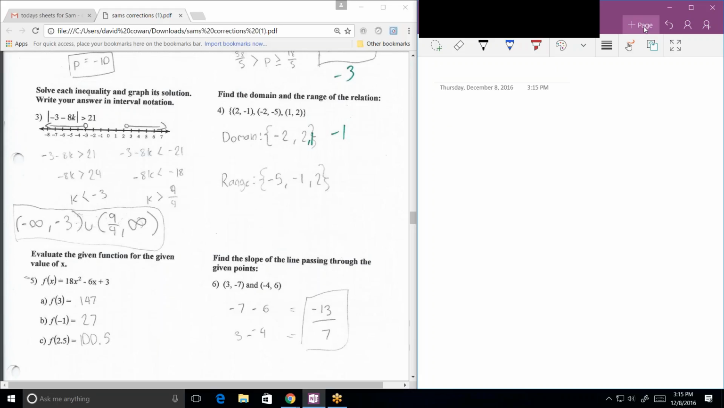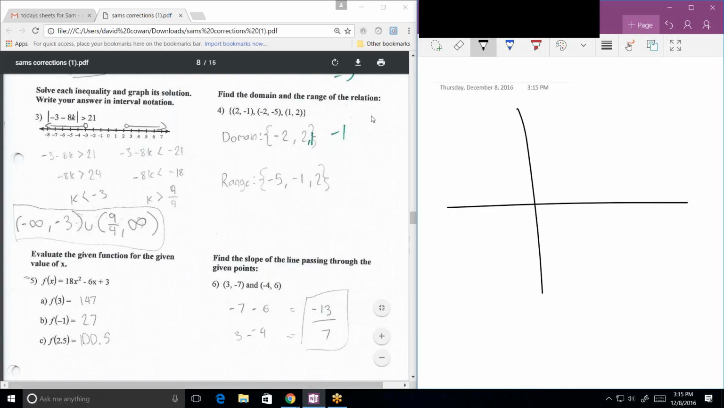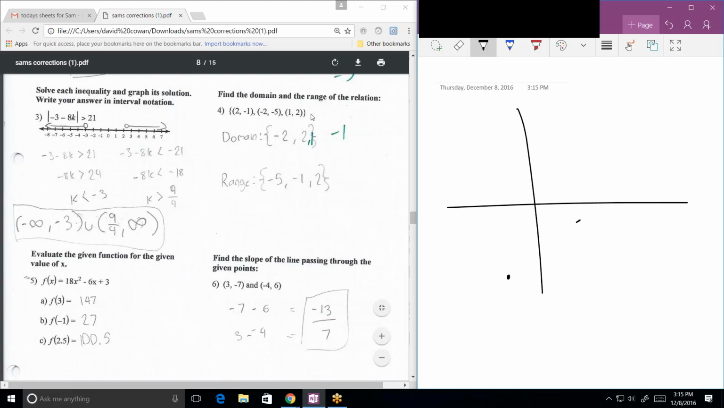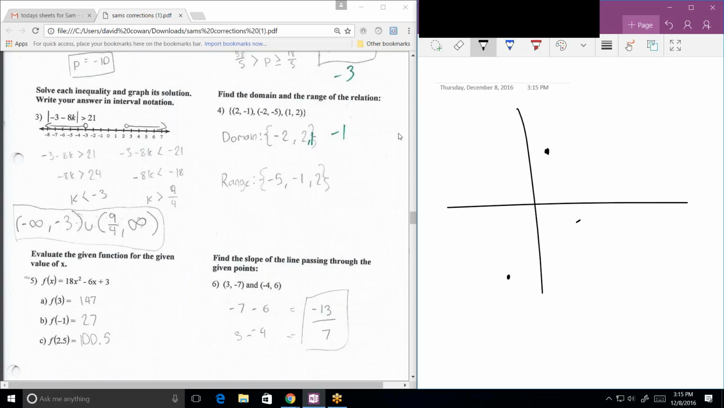This is not a continuous function. What this is, is a series of 3 points. If I plot these points, I got 2, minus 1, that's the first one. I got minus 2, minus 5, that's the second one. And I got 1 comma 2 is the third one. Okay? So if I were to connect those points, I would have a regular looking function graph.